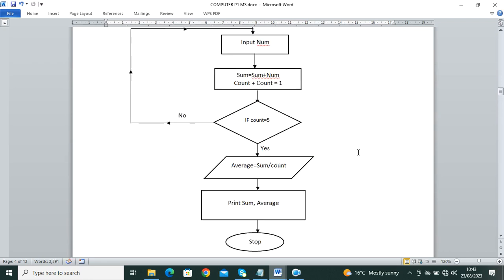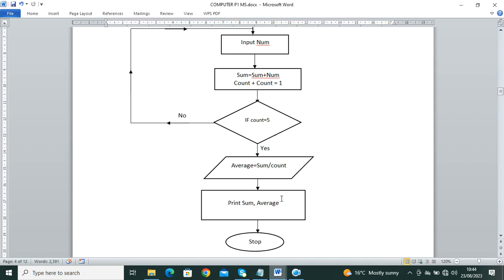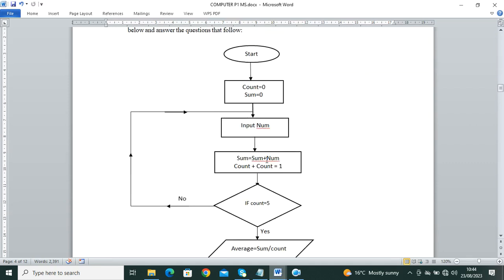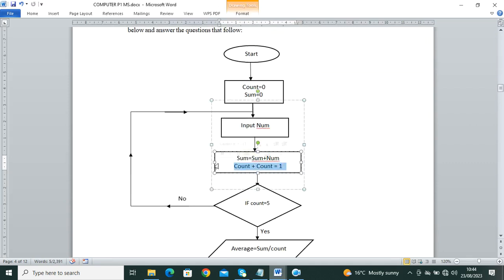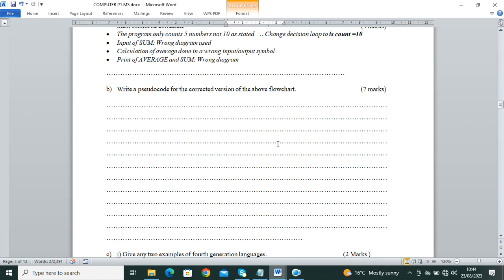So guys, you can just go to that one. You see, this is processing, it's not an output. So you can also see there is an error here. Also this is an input. This symbol should be an input symbol, not the processing symbol. So those are the sum of the errors that are there.